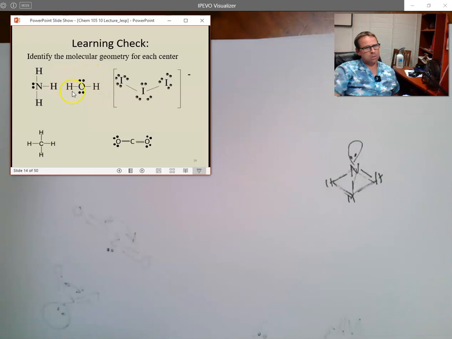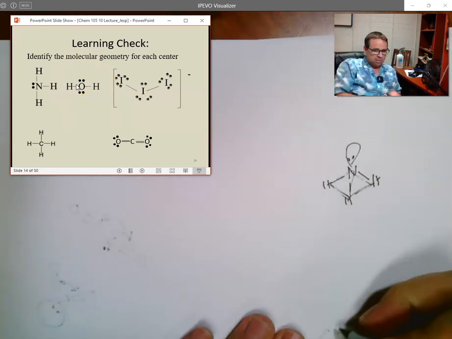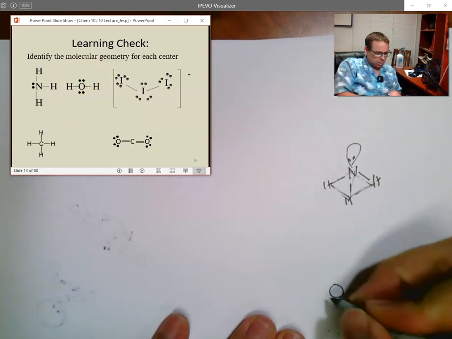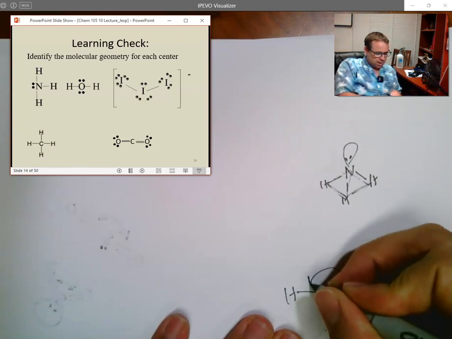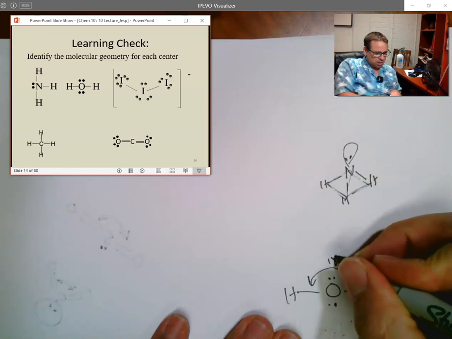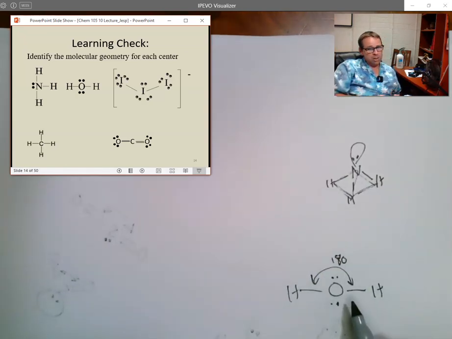Would it be linear? Or is it bent? This is drawn in a way that makes us want to say linear, right? It wants us to think that because they've drawn it this way, and this is what they like to do, they want us to think that angle is 180 degrees, right? But what is that actual angle?